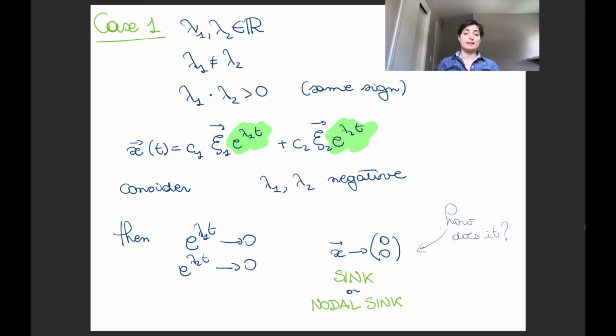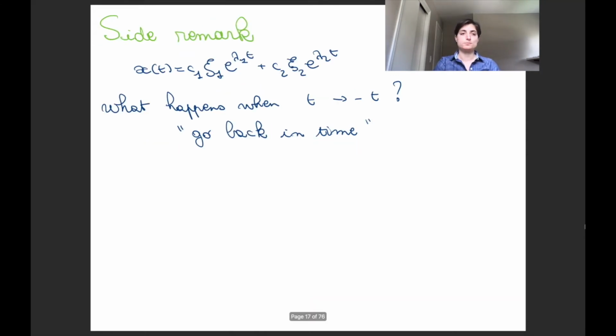And then the question is, how does it go to (0, 0)? Well, oh, maybe this slide could have fitted better later. But as a side remark, I'm concentrating on lambda 1 and lambda 2 negative. But what happens when we flip?